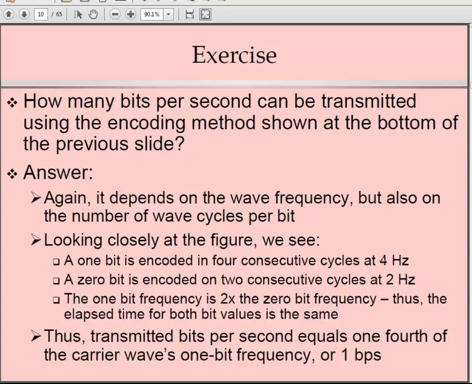Now, of course, if I was running this at, say, 4,000 hertz and 2,000 hertz, then it would be 1,000 bits per second. If I was running this at 4 megahertz and 2 megahertz, then I would be getting 1 megabit per second. So once again, it depends on the frequency, but given the 4 hertz and 2 hertz here, I'm going to get an awfully low throughput of 1 bit per second. And if you're detecting a theme here of a direct relationship between carrier wave frequency and data transmission capacity, you are catching on quickly, and we'll nail that down a bit later.